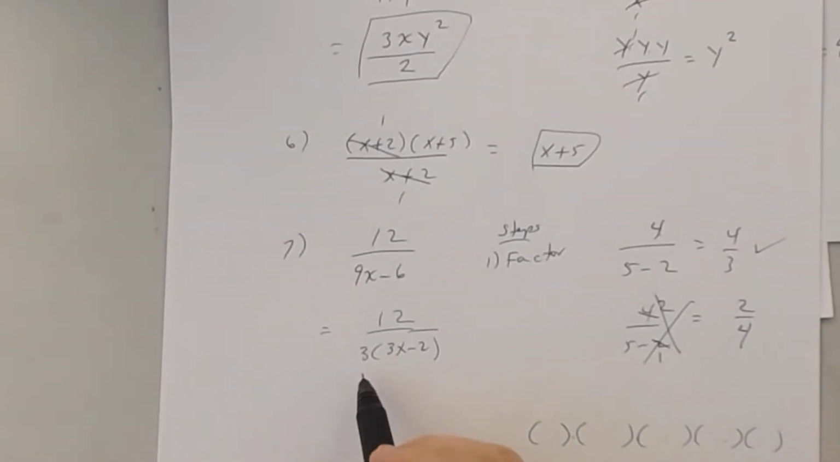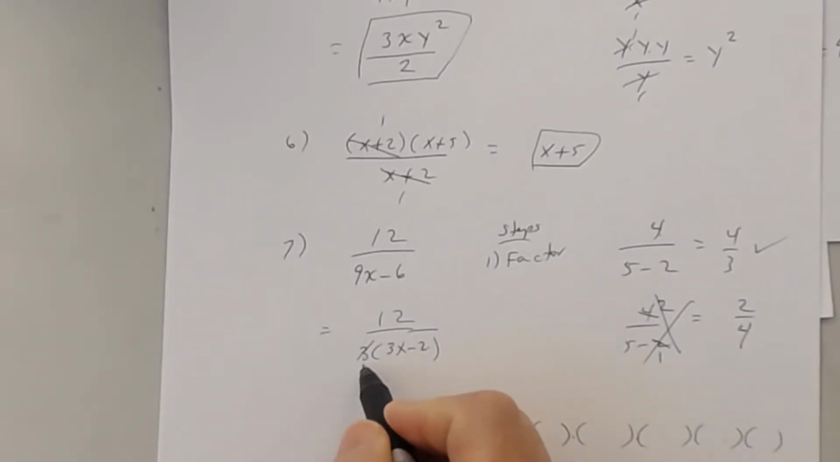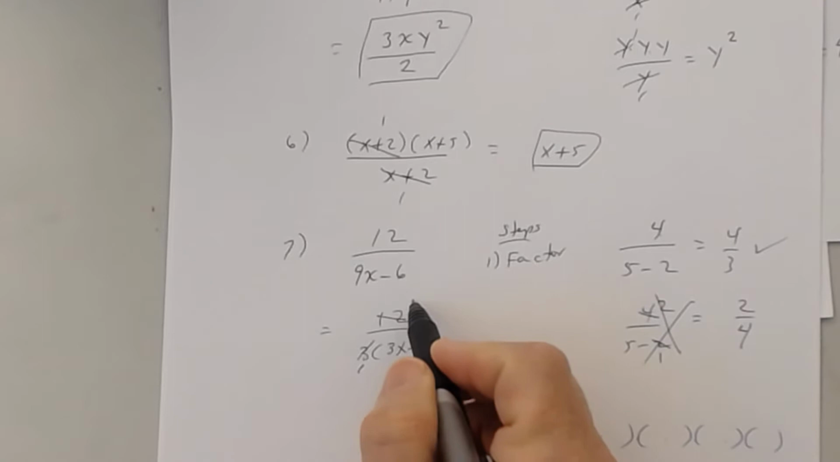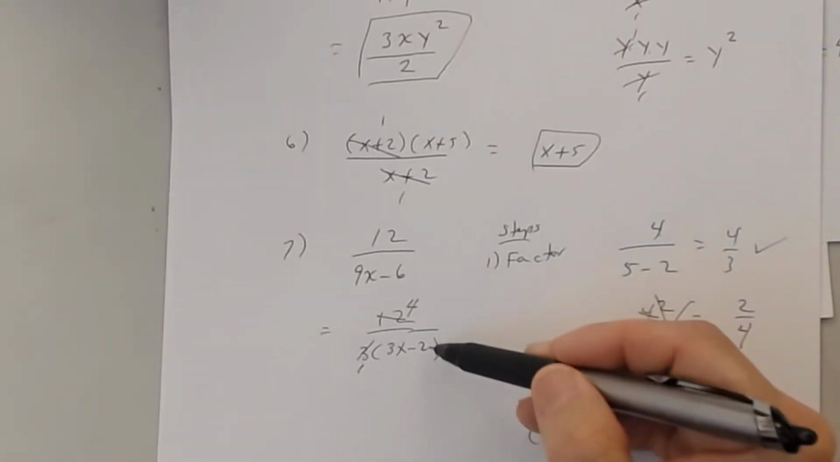Now I'm going to ask you what your factors are. What are now the factors of the denominator? 3 is one of them. What's the other? 3x minus 2. Will 12 reduce with any of these factors? Yes, this 3 right here. So 3 to 3 is 1, 3 to 12 is 4. Can I reduce anything else? So you're telling me I cannot reduce the 4 and this 2? Yes or no? No, you cannot.